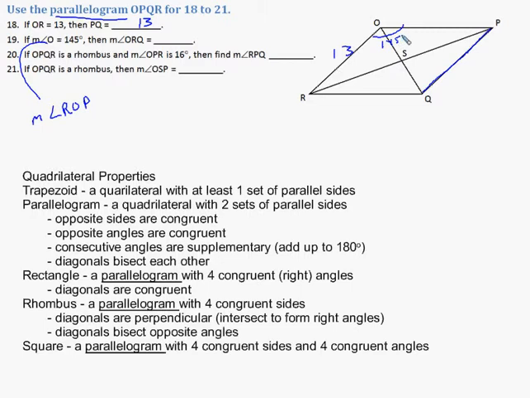And we're trying to find what's the measure of angle ORQ. ORQ, that's this angle down here. Well, we know that consecutive angles are supplementary, and those are consecutive angles there. And so they're supplementary, so they have to add up to 180. So to find that, we could just do 145, and we're going to subtract that from 180. That gives us 35 degrees.